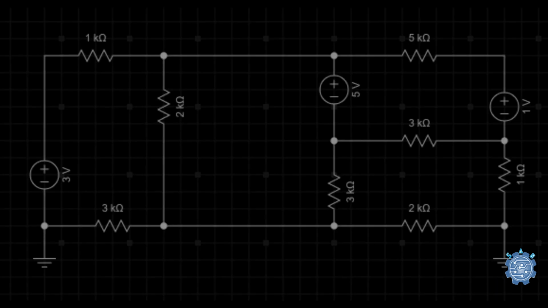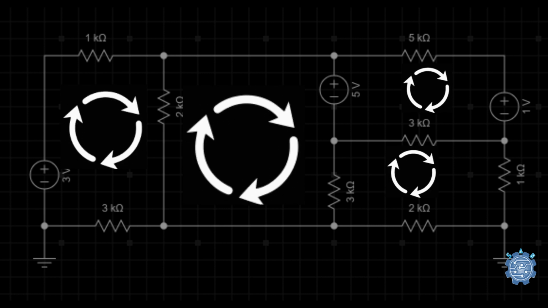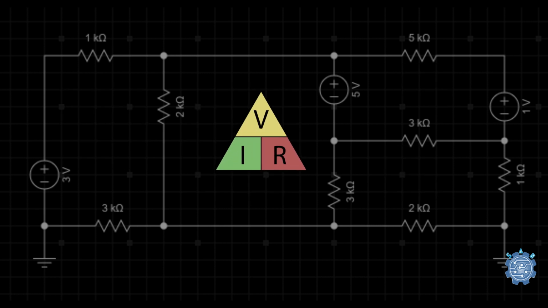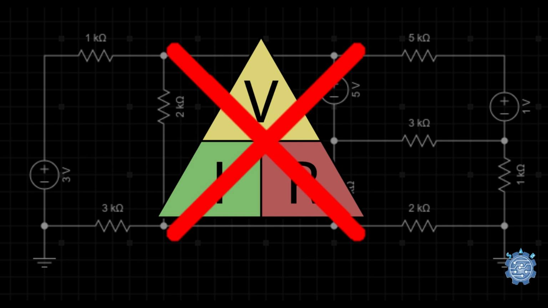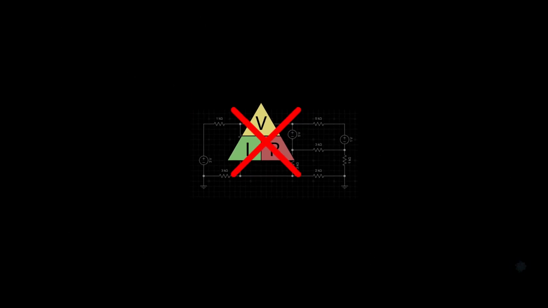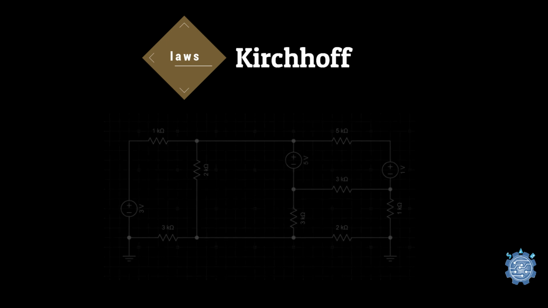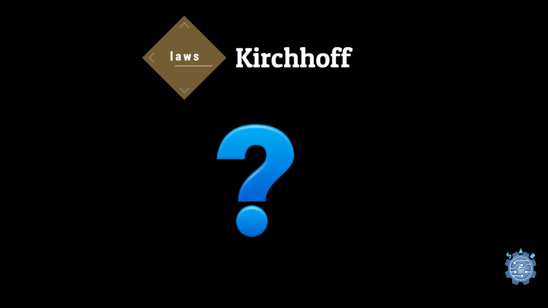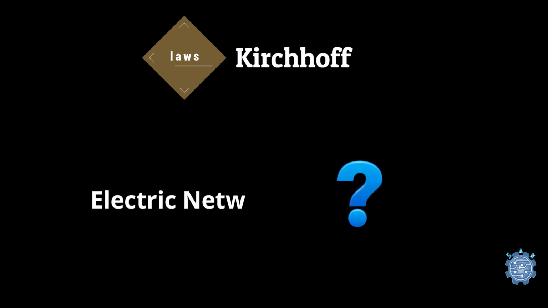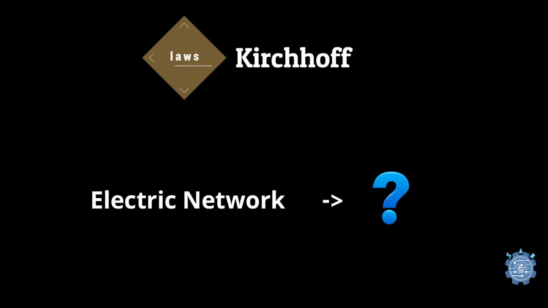But if we have a more complicated circuit, a multi-loop circuit like in the following image, then we can no longer apply these methods, parallel and series, for finding the current value. We need Kirchhoff's laws. These laws help us to calculate these types of circuits, electrical networks. But before seeing what these Kirchhoff's laws are, let's see what an electric network is.